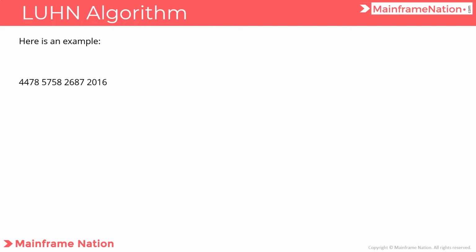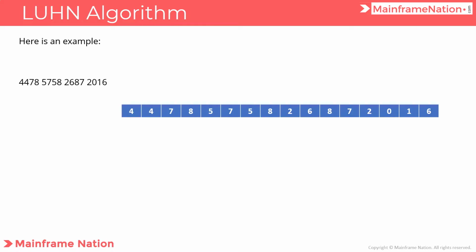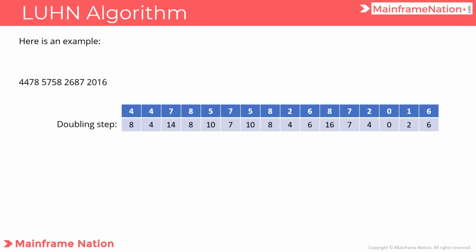This is an example. Suppose this is a credit card number. Then from the rightmost digit, we have to double every second digit. So the second digit is 1. Keep 6 as it is, then double 1. Double of 1 is 2. Keep 0 as it is, then double 2. Keep 7 as it is, then double 8. Keep 6 as it is, and then double 2. And so on. So this is what we get after doubling.